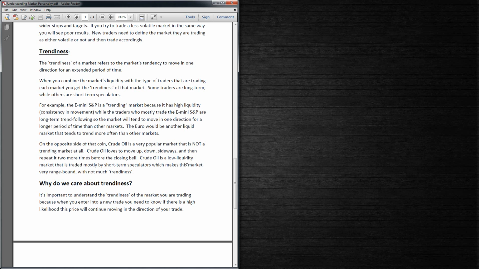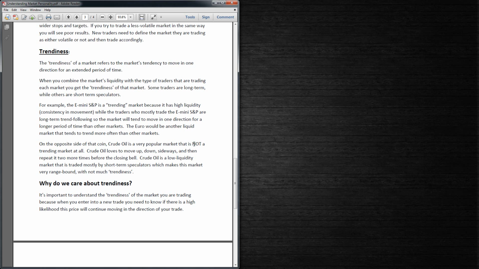As an example, the S&P 500, when it's trending, is a market that has high liquidity. The traders who mostly trade the S&P 500 are long-term trend followers, so the market tends to move in one direction for a longer period of time than other markets. The euro would be another liquid market that tends to trend more often than other markets.